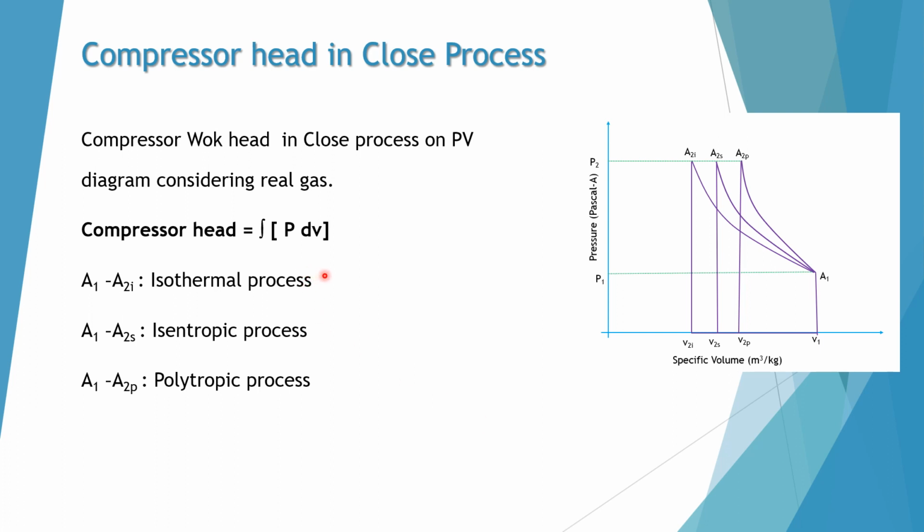Now the compressor work head in the closed system. It is defined as PdV. So the isothermal process is A1, A2I, isentropic is A1, A2S, and polytropic is A1, A2P. Same axes: the x-axis is specific volume, the y-axis is pressure in Pascal absolute.